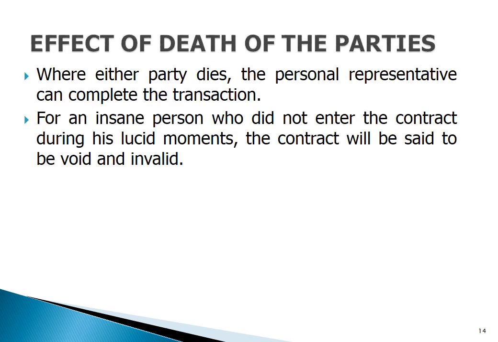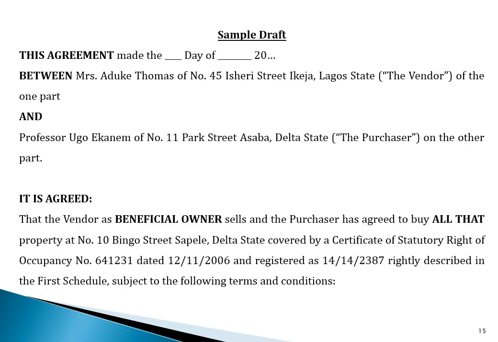Effects of death of the parties. Where either party dies, the personal representative can complete the transaction. For an insane person who did not enter the contract during his lucid moments, the contract will be said to be void and invalid. Sample draft.